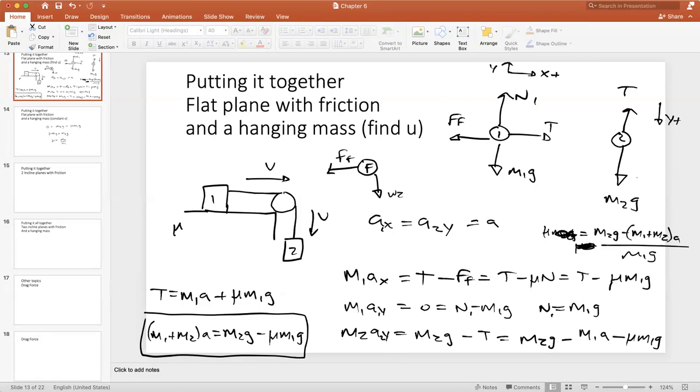We could also ask for the tension, and you just plug it in there, or you could plug the tension in here if you knew a. That's not too hard.